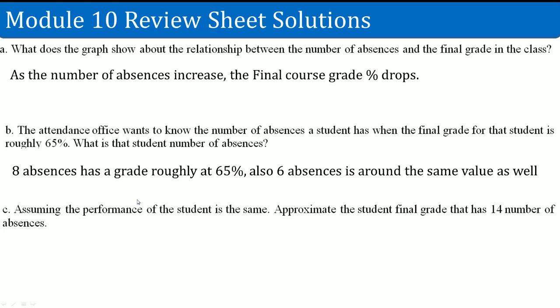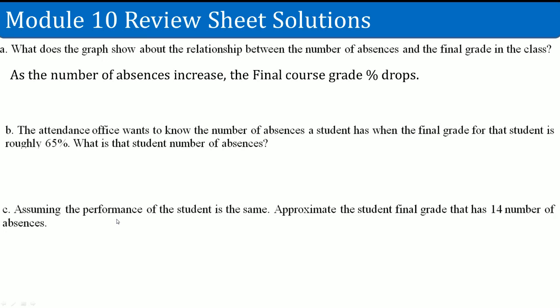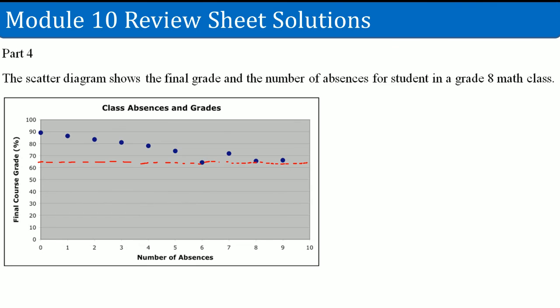Now, you assume that the performance of the students is the same. Approximate the student's final grade that has 14 absences. I would say the grade should be roughly around 45 to 55% with 14 absences. If you would like to take a look, I could bring it back. Here, this would be where 11 is. Probably the grade's right here. This is where 12 is, so it's probably dropped a little bit. This is where 13 is, probably drops a little bit. And 14 right here drops probably a little bit.